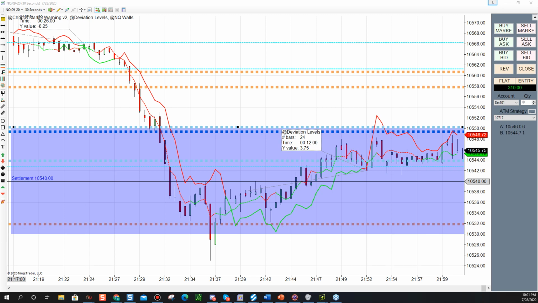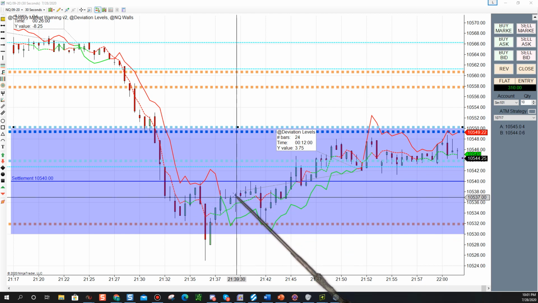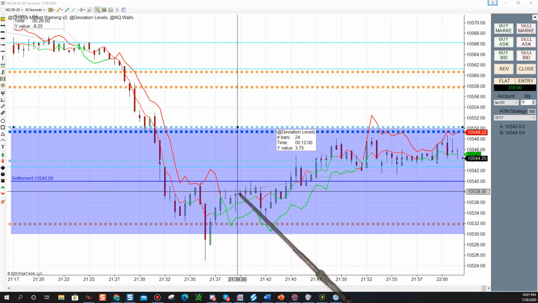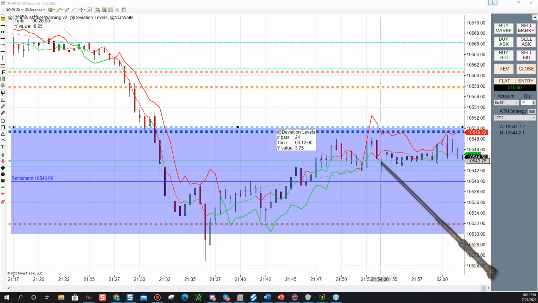So on this long entry at 2140 is when you hit sell market. On this, you mean a short entry? Or 2140? Oh yeah, 2140, yeah, that's right. This is where you'd hit buy market. Over here, this is where you'd hit sell market, like where we're at right now.